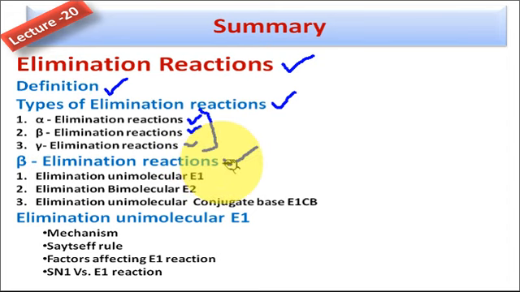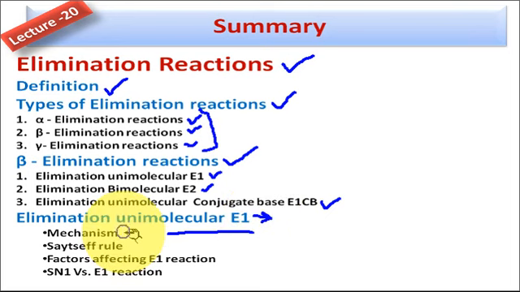Beta eliminations are 1,2 elimination reactions, and depending upon the mechanism of the elimination, these are of three types: elimination unimolecular E1 reactions, elimination bimolecular E2 reactions, and elimination unimolecular conjugate base E1CB reactions. After that, we learned in detail about the E1 kind of reaction. We learned the detailed mechanism of the E1 reaction, which takes place in two steps. In the first step, carbocation formation occurs, and in the second step, deprotonation of the carbocation takes place.